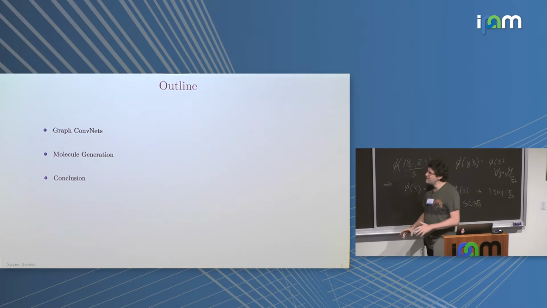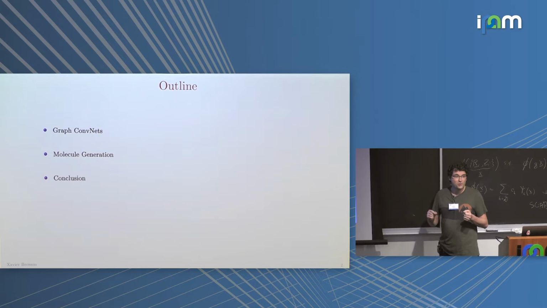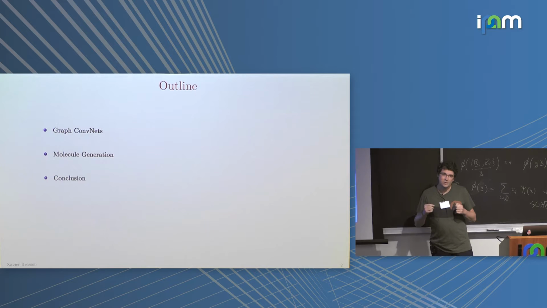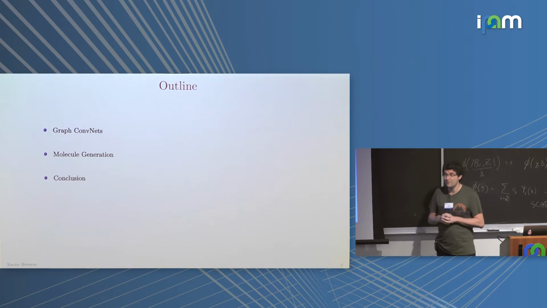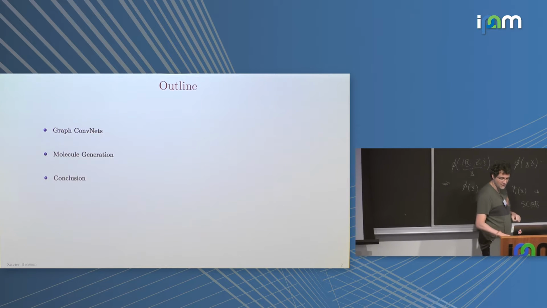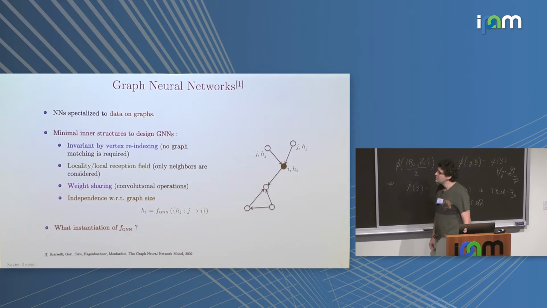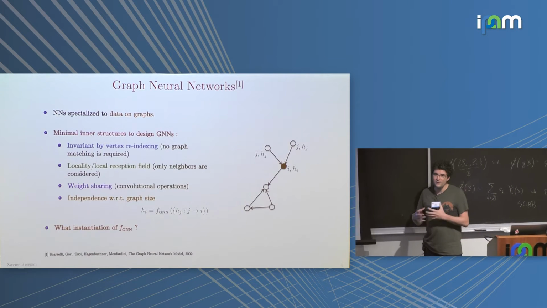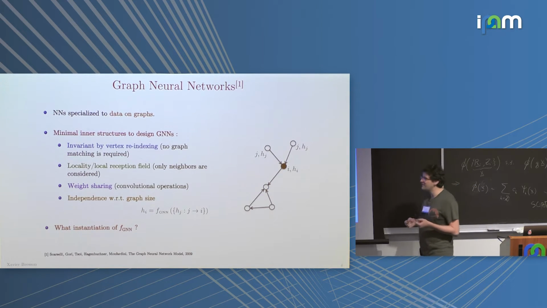So the outline is simple. First, I'm going to introduce graph convolutional neural networks in a general way. And then I will introduce a graph auto-encoder architecture for molecule generation. And I will conclude. Okay. So graph neural networks. They are a class of neural network that are specialized to data that lie on graphs. Okay. So the question is, how do you design these architectures?